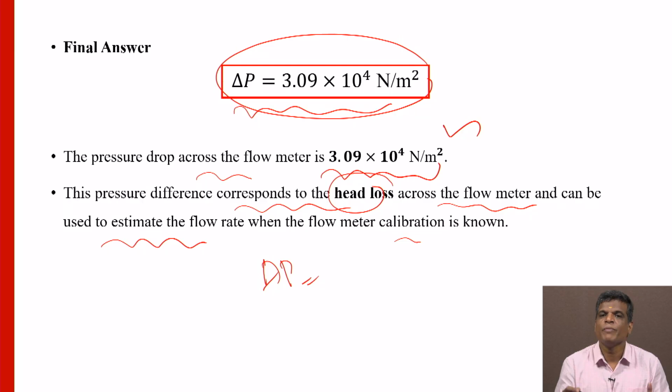So we started with volumetric flow rate measurement, like the orifice meter, venturi meter, pitot tube, and rotameter. These are all used for volumetric flow rate measurement, but this one is pressure measurement. So this is also done.